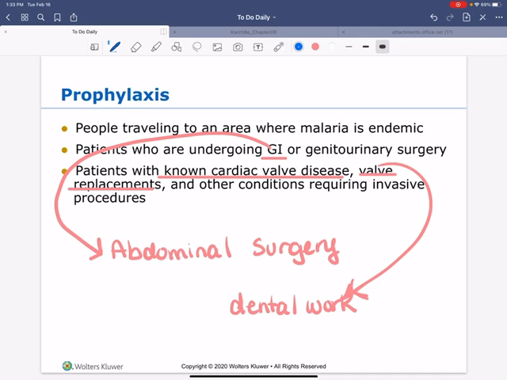So if you're having dental work and you have valve issues, valve replacement, or valve disease, then usually dentists will order antibiotics. Augmentin is usually effective. Amoxicillin is usually effective for that. Another reason is abdominal surgery.